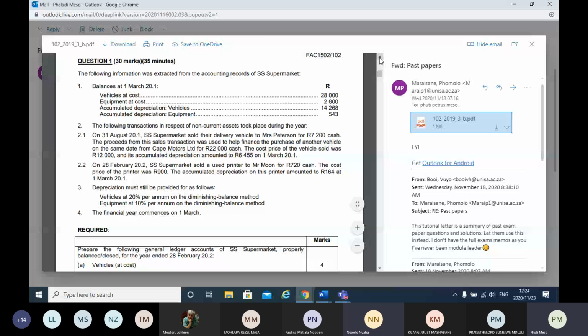Good. Let's move to the equity part. It says that you need to do what's called the statement of changes in equity, and in your content that is one of the easiest ways to derive it. What you need in there is the capital, the profit or the loss, and then the drawings, and then you are done. Then you're going to have equity at the end of the financial period.